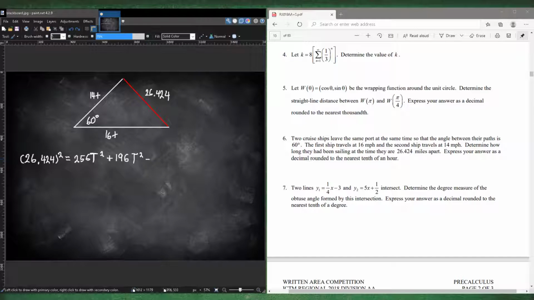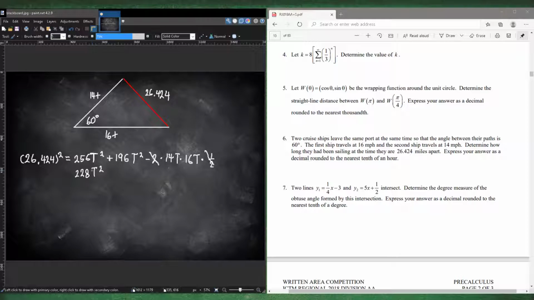minus 2 times the product of these two, which is 14t times 16t, times the angle between them, which is cosine of 60. Cosine of 60 is 1/2. So then we can cancel out the 2 and the 1/2 to make 1. And now we can just use our calculator to simplify this part. So 256 plus 196 minus 14 times 16 gives us 228t squared.